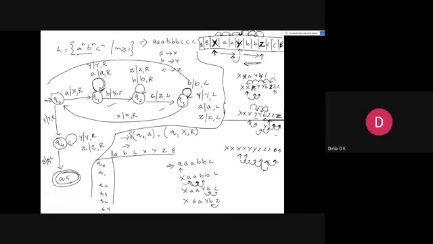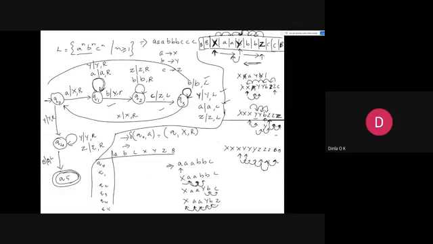So if we find a B in Q3, what we have to do is move towards the left hand side. Again we will reach the Y. If we find a Y, again we have to move towards the left hand side. If we find an A, we have to move towards the left hand side. Again A, we will move towards the left hand side.